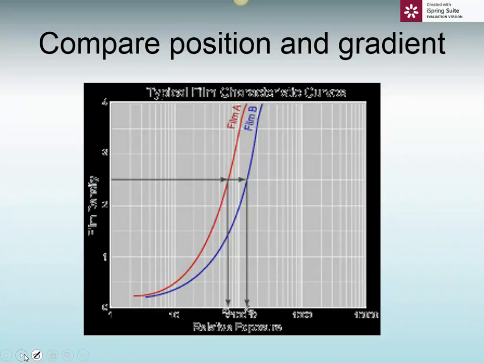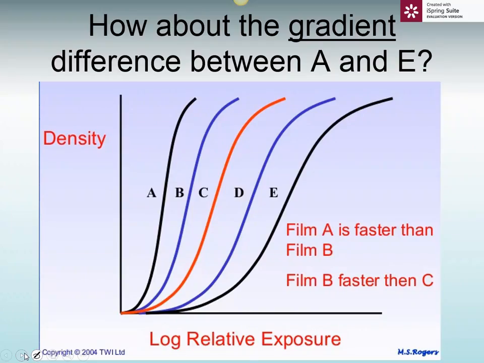Same thing going here. These are a little bit different. How about the gradient? Now, the gradient is referring to how quickly it's going up along the y-axis here. Notice that A is moving up very, very quickly. It has a very, I guess you'd say, high gradient. This would be high contrast film. Okay? Now, I'm just talking about gradient now, not position.